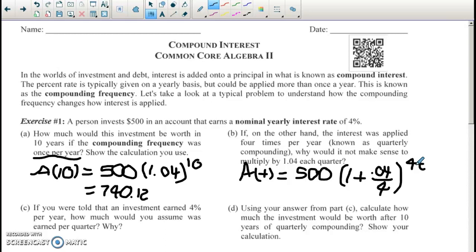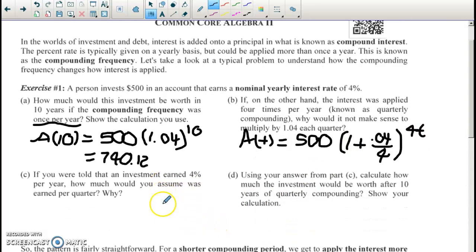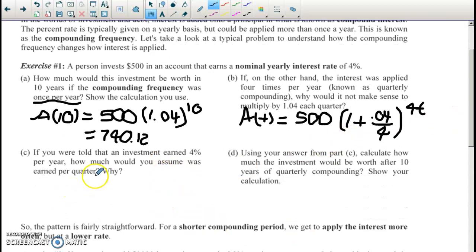So if we did this, what was my growth rate? My growth rate now would be 1.01. Like I just said, you would get 1% per quarter. So that would be 0.01. And we would do this 4 times a year.